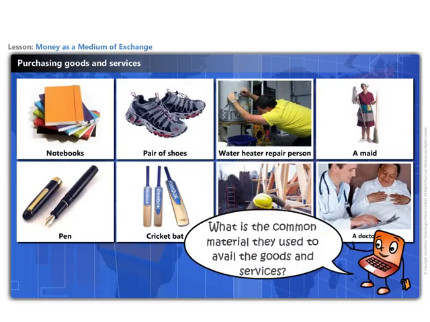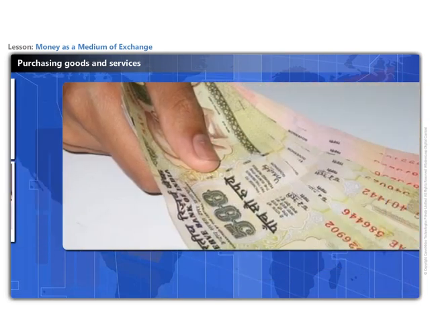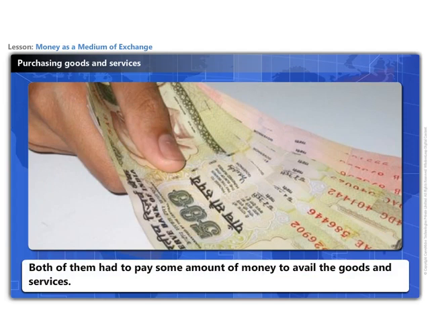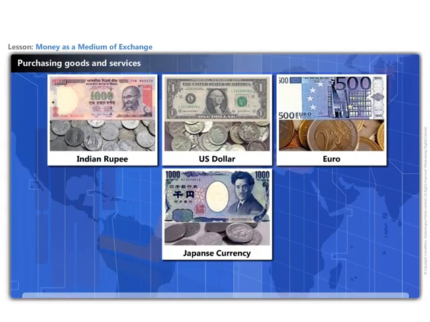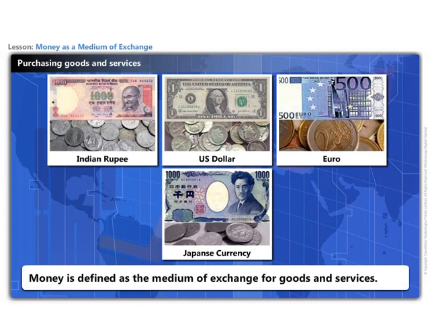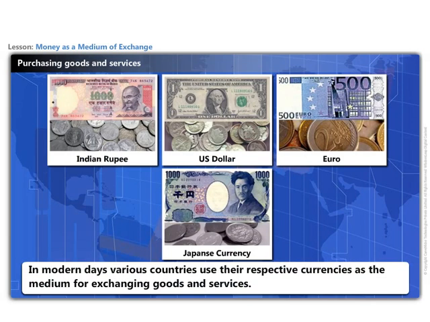What is the common material that they use to avail the goods and services? Both of them had to pay some amount of money to avail the goods and services. Money is defined as the medium of exchange for goods and services. In modern days, various countries use their respective currencies as the medium for exchanging goods and services.